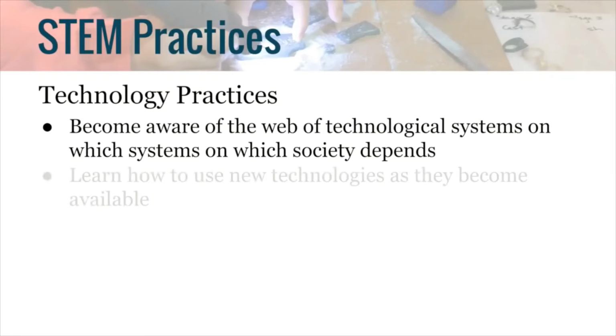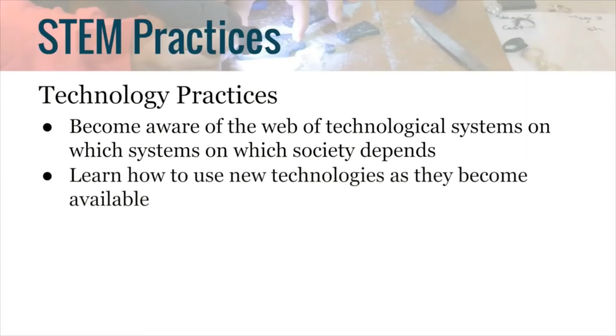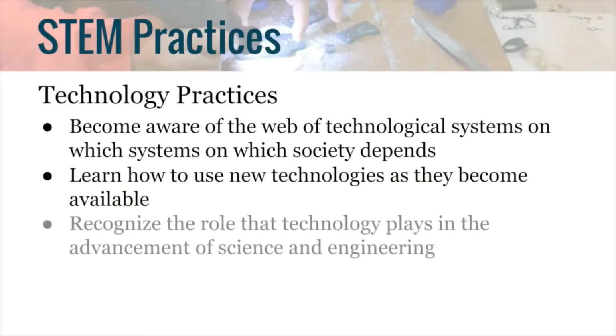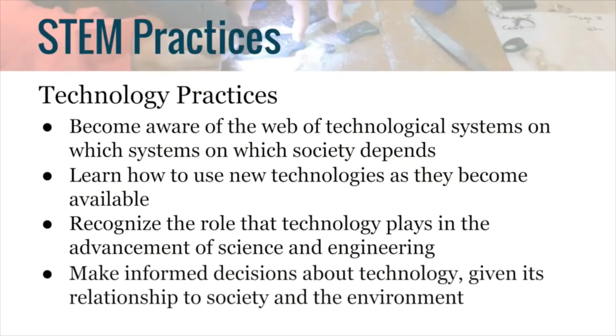Practice 2. Learn how to use new technologies as they become available. Help students learn how to use new technology, how to choose appropriate ones for a situation, and observe how others use technology. Practice 3. Recognize the role that technology plays in the advancement of science and engineering. Practice 4. Make informed decisions about technology given its relationship to society and the environment.